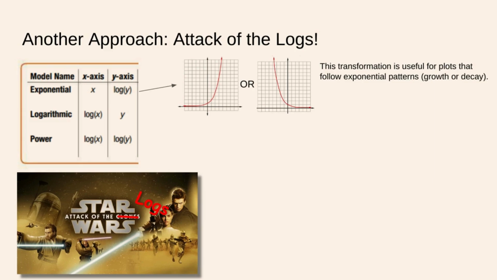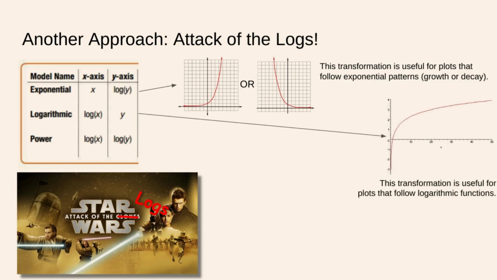That is useful for plots that follow exponential growth patterns or decay patterns. The pattern to the left, of course, is exponential growth. The pattern to the right is exponential decay. So the idea is we want to undo the y with a logarithm, because a logarithm can undo an exponent. So if we want to undo y values that follow an exponential pattern, let's just undo that with a logarithm.